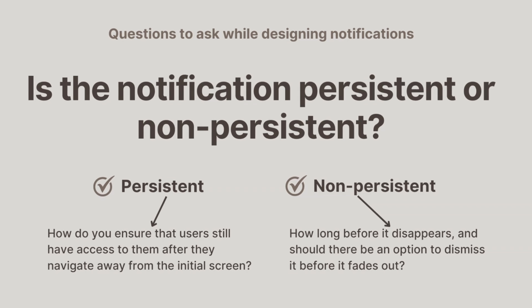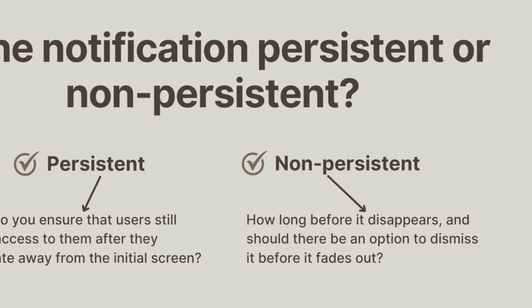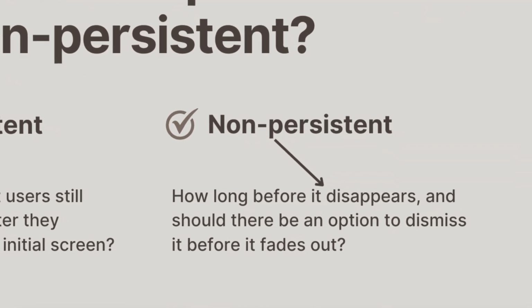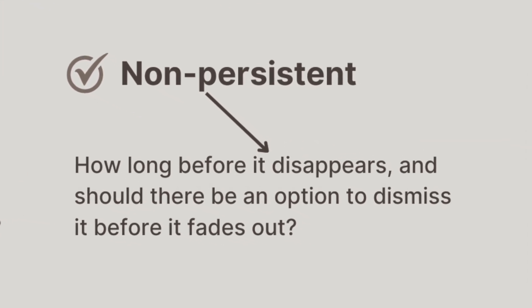What if they dismiss it? You make sure that anytime they come back to the app, they keep seeing that notification that their subscription has expired. Then for non-persistent notifications, you need to decide how long before the notification disappears, and should there be an option to dismiss it before it fades out. This means that you need to ask yourself, how long do I want this notification to be there?